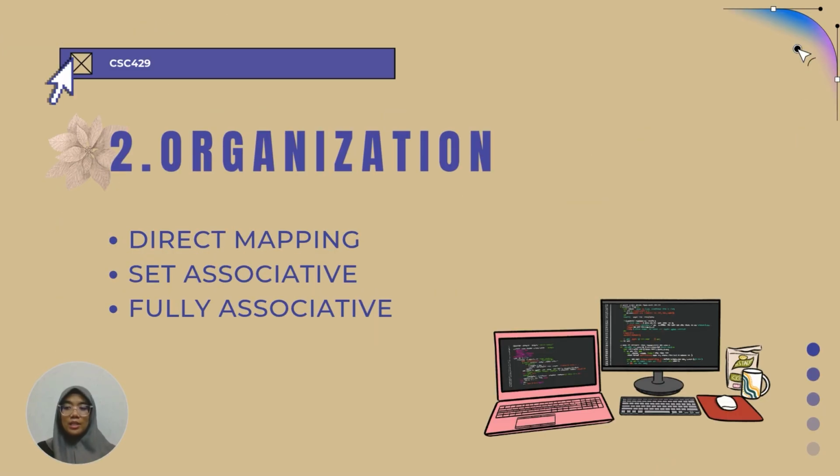Next, we will dive into the topic of cache organization in computer systems. There are three main types of cache organization, which are direct mapping, set associative, and fully associative. Each of these methods offers different levels of flexibility, speed, and complexity. Let's begin by looking at the simplest form, direct mapping.